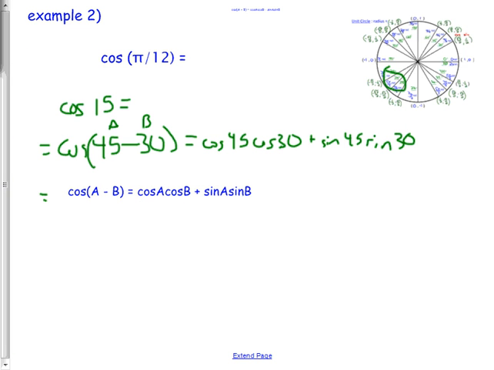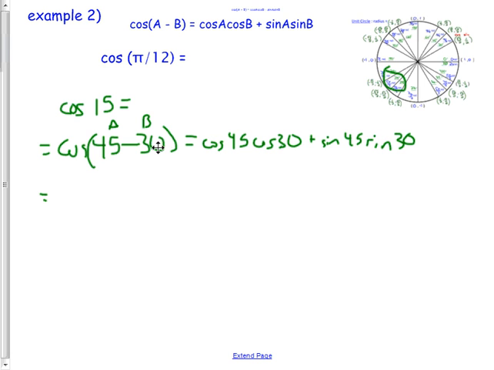Alright, so then let's see, let's move this guy out of the way. So now we'll use our unit circle. We're plugging in the values. So the cosine of 45, hopefully you remember, is root 2 over 2. Cosine of 30 would be root 3 over 2. Sine of 45 is root 2 over 2. And the sine of 30 is 1/2.